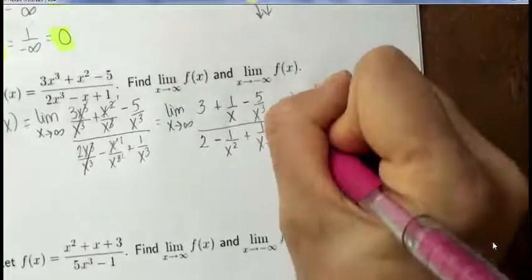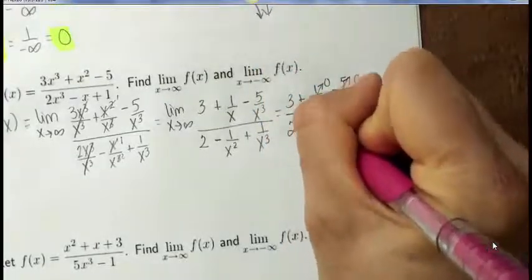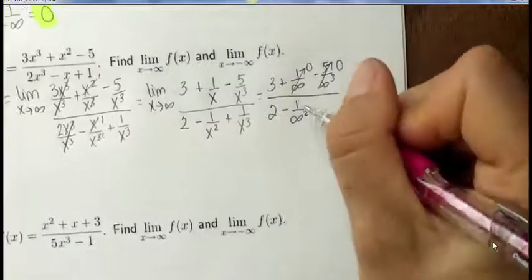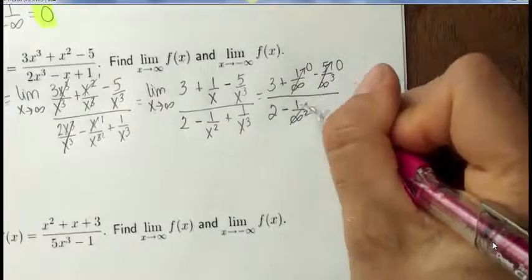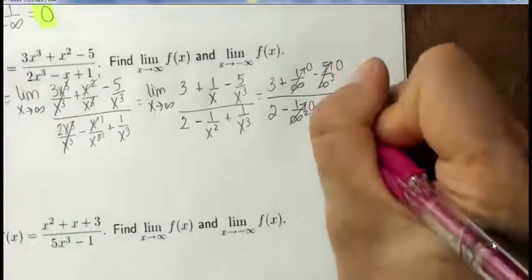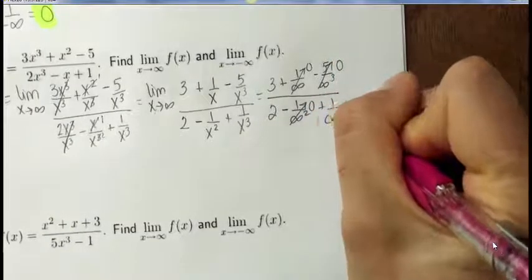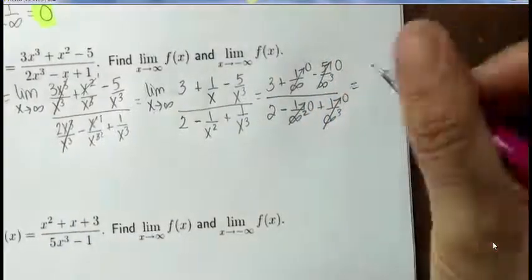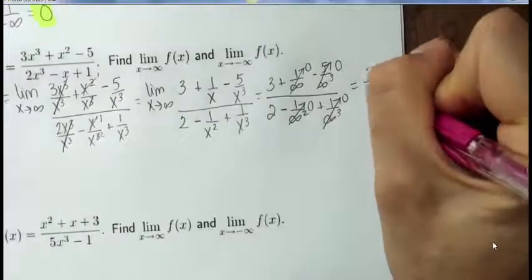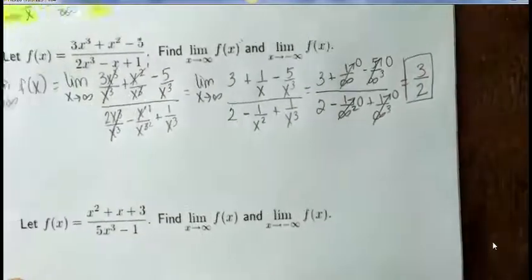My denominator, okay, I got a 2. I got 1 over infinity squared, which again, that's a constant over infinity. That's going to go to 0. And then plus 1 over infinity cubed, which again goes to 0. So I've got 3 over 2. That's going to be my limit.